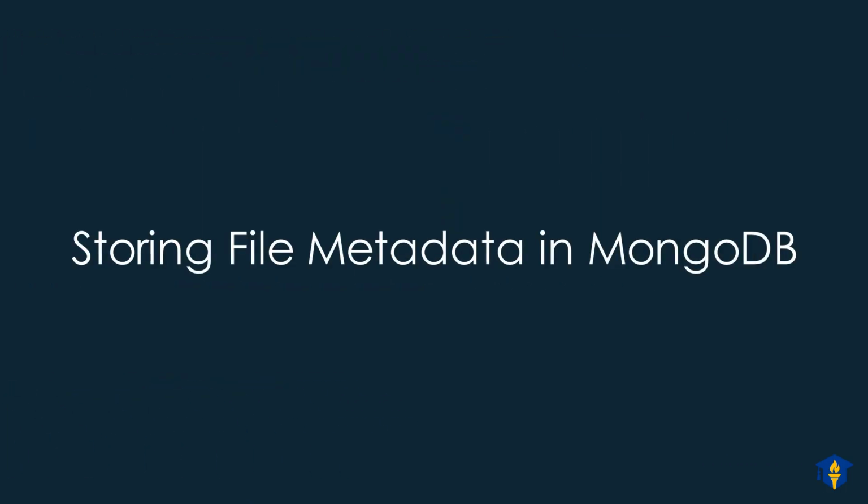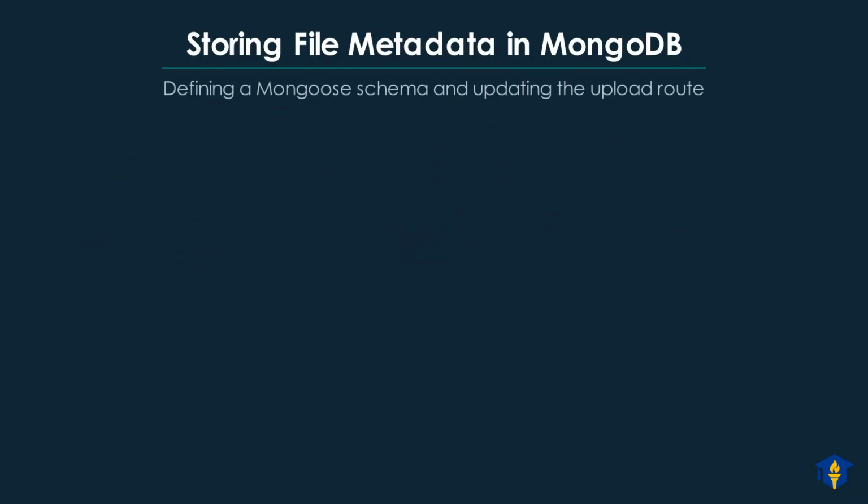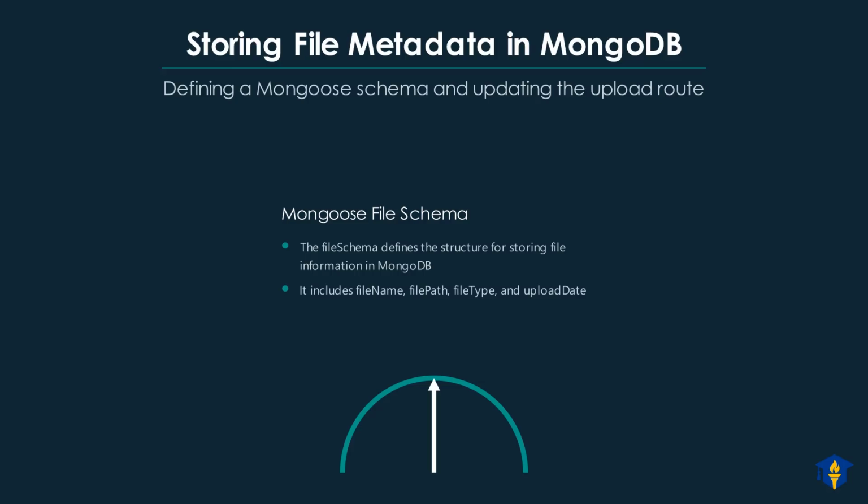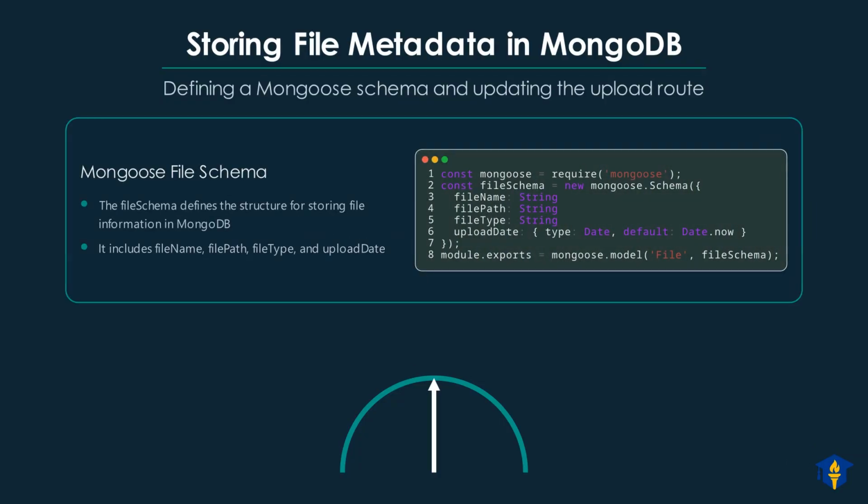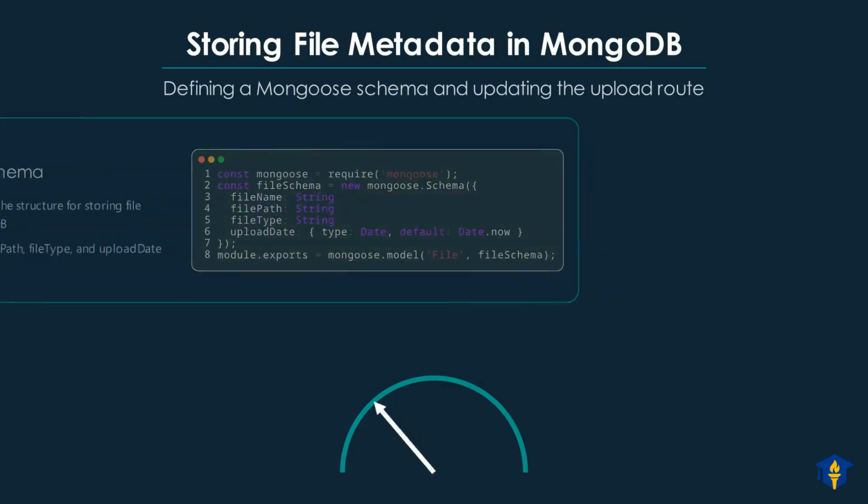Moving on, let's explore how to store file metadata securely in MongoDB using Mongoose schemas. We will define a Mongoose schema for file information and then update the upload route to save this metadata. Here, we have the Mongoose file schema, which outlines the structure for storing details about each uploaded file. The file schema defines the structure for storing file information in MongoDB. It includes file name, file path, file type, and upload date. This code defines the Mongoose schema, outlining the structure for storing file-related information in the database.